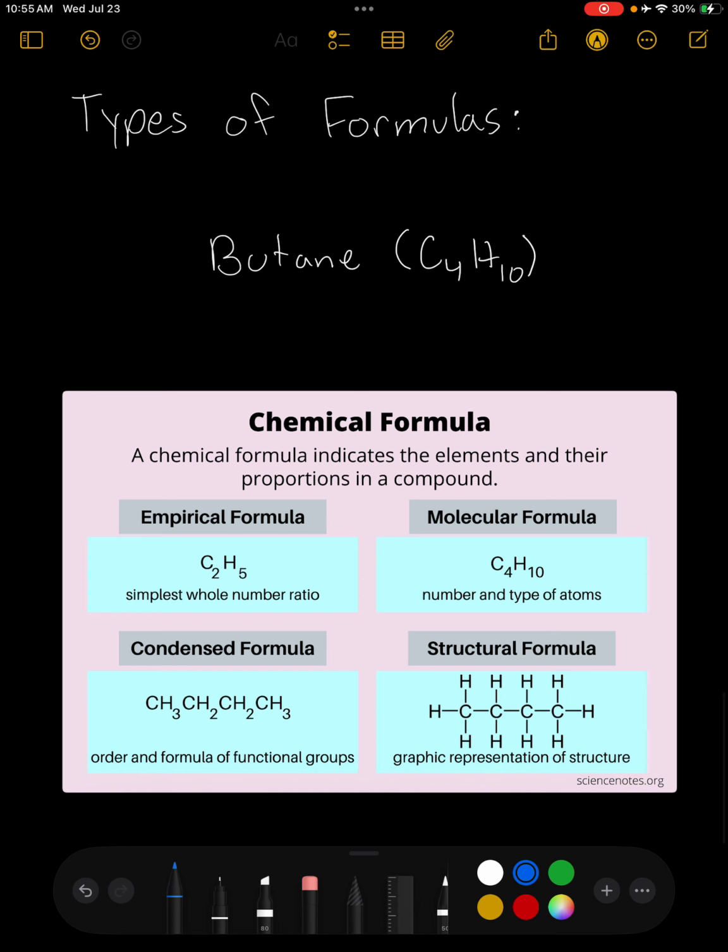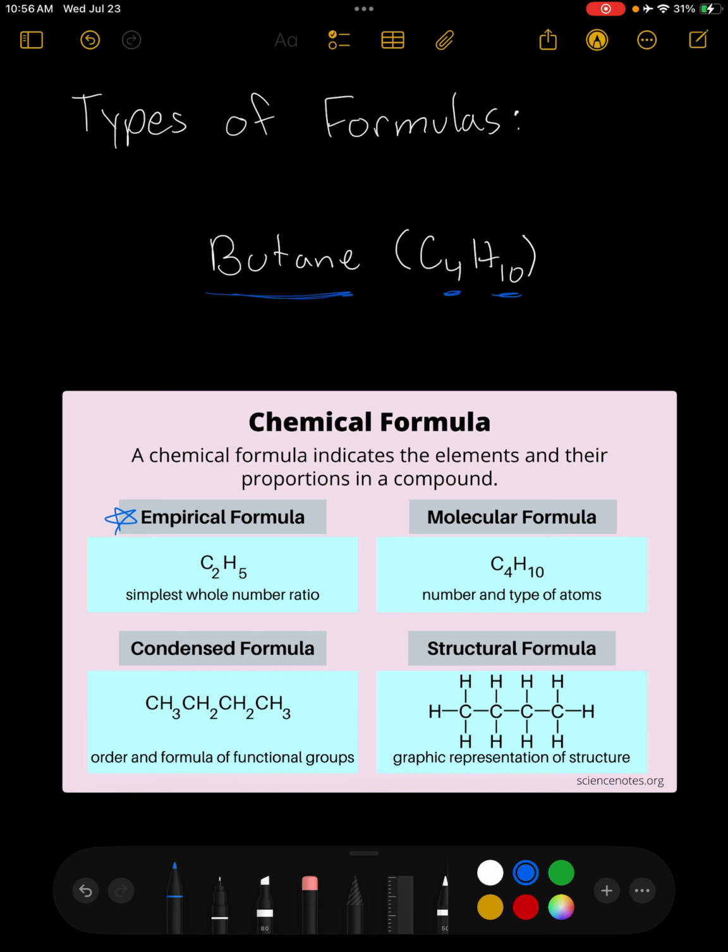So I mentioned at the beginning of the video that there were different types of formulas you could see. And this diagram right here kind of represents the different options that you could have. And we're going to look at it through the lens of butane, which has the formula C4H10. So 4 carbons and 10 hydrogens within that compound. The first type of formula that I want to talk about, that we're going to actually get into a little bit more in a bit, is empirical formulas.